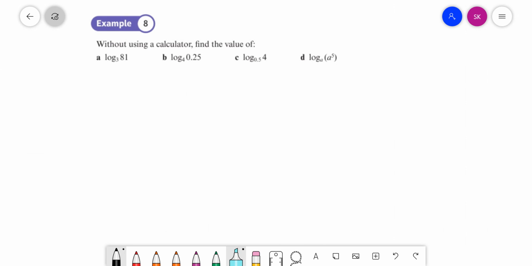So example 8 is starting to actually make you maybe think a little bit more. It says, without using a calculator, find the value of each of these. So I want you to pause the video and have a go. Press play when you're ready for me to go through it.